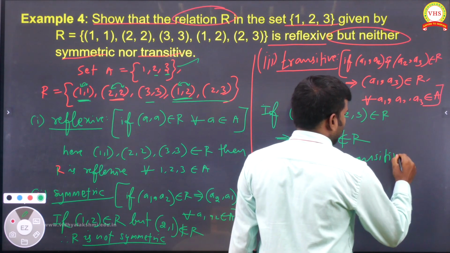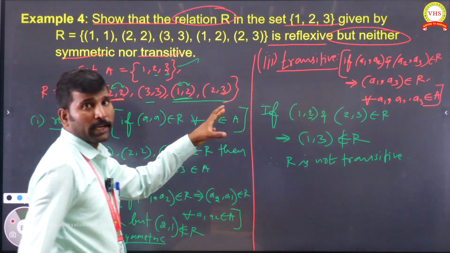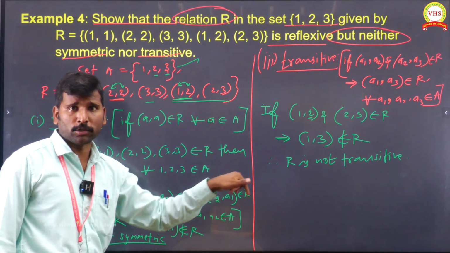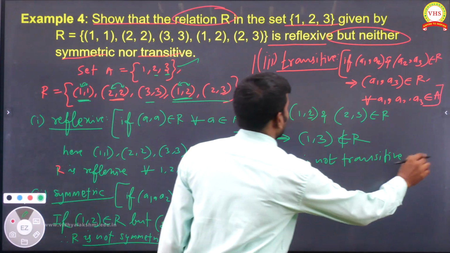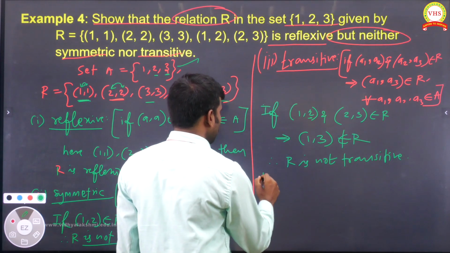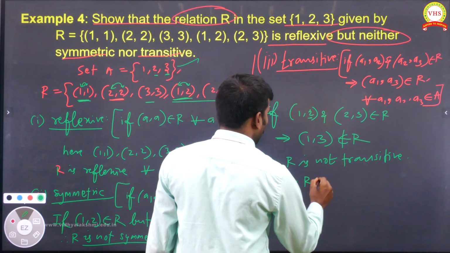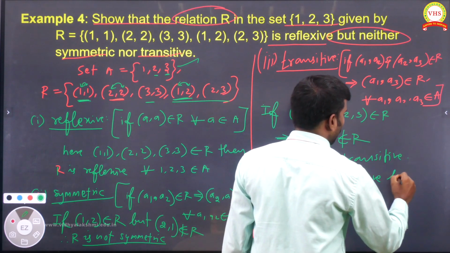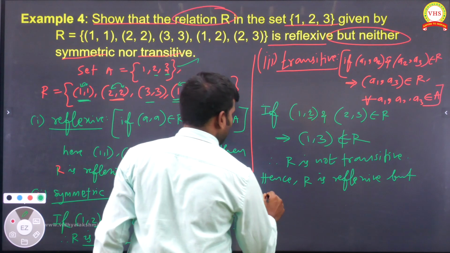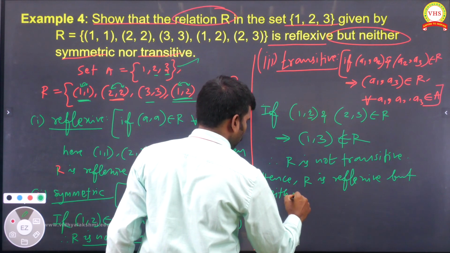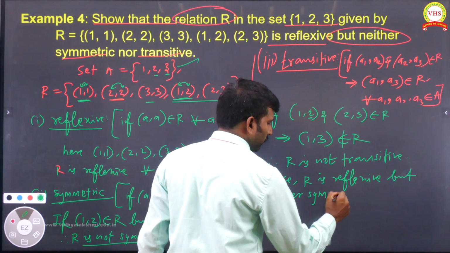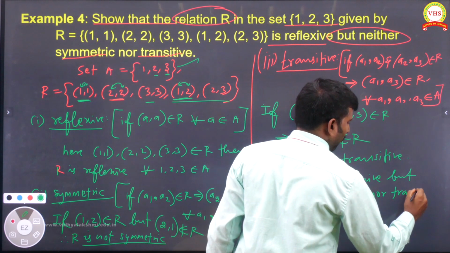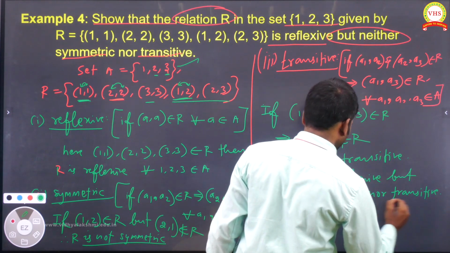Not transitive in the sense that you have to check for everything, not an issue, you can write it. For everything you have to check here also. Understand? Right. This is important. That's it. So hence R is reflexive, but neither symmetric nor transitive. Understand, children? Right, that's it, proved.